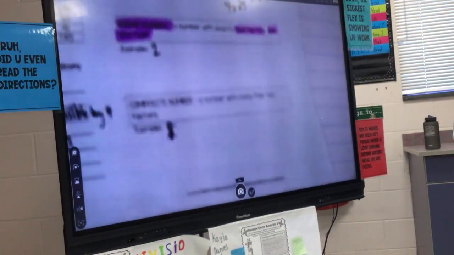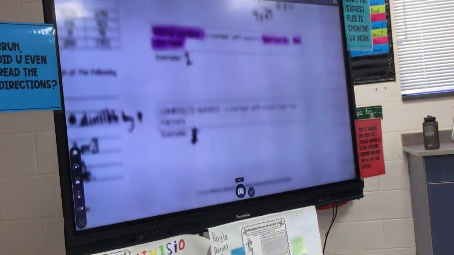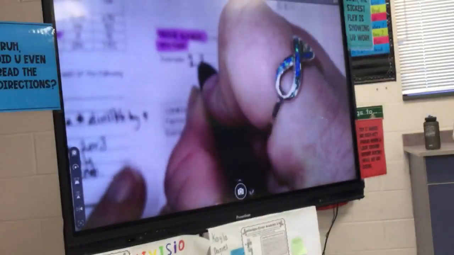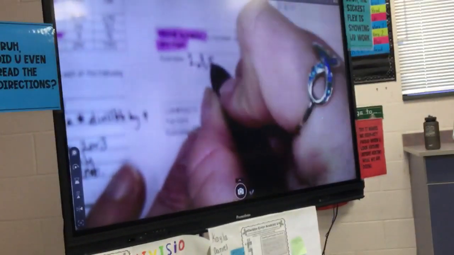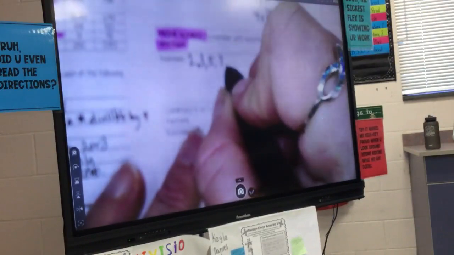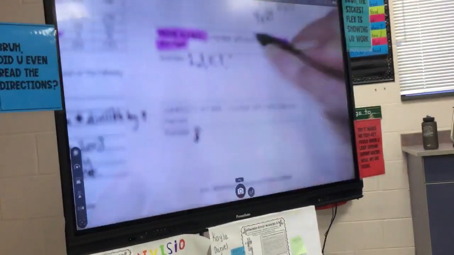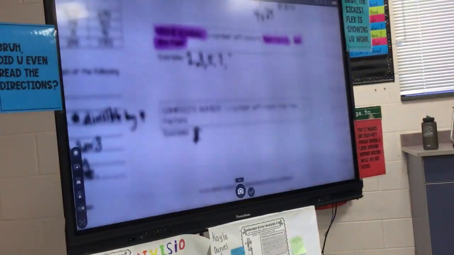Okay, and why is 2 a special prime number? It is the only even prime number. All right, so then we have 3, 5, 7. What about 9? Because it's got more than 1 in itself, right?